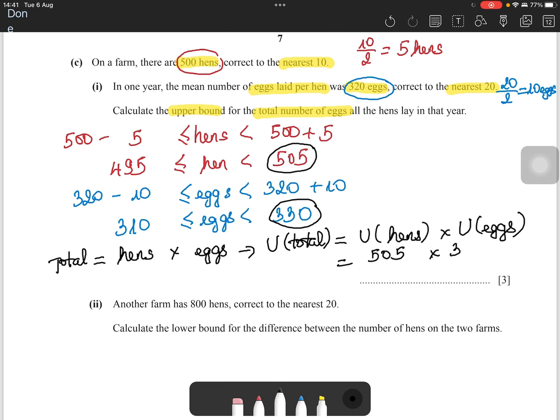505 multiplied by 330. So the answer is 166,650.